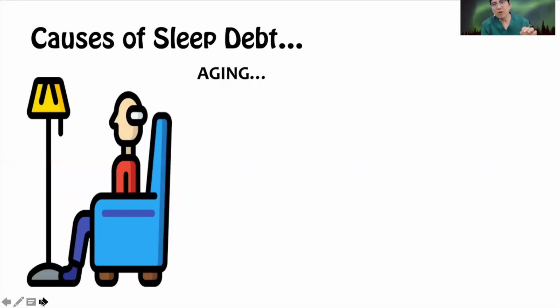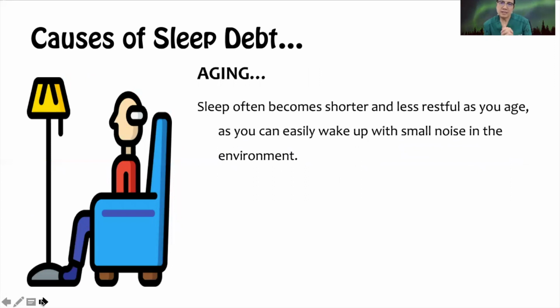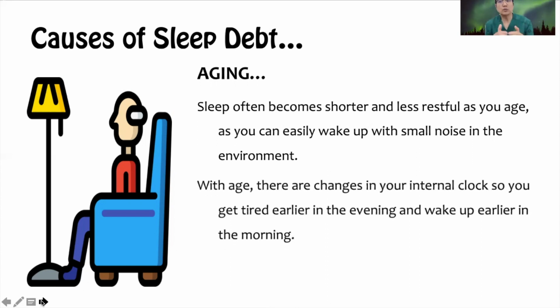But one very common issue why you are not able to sleep well is aging. We know that sleep often becomes shorter and less restful as you age, as you can easily wake up even with small noise in the background. So disruption of sleep is very common. We also know that with age, there are some changes in your internal clock, meaning as your body changes with age, so does your internal clock. So what happens is that you get tired earlier in the evening and then you wake up earlier in the morning.